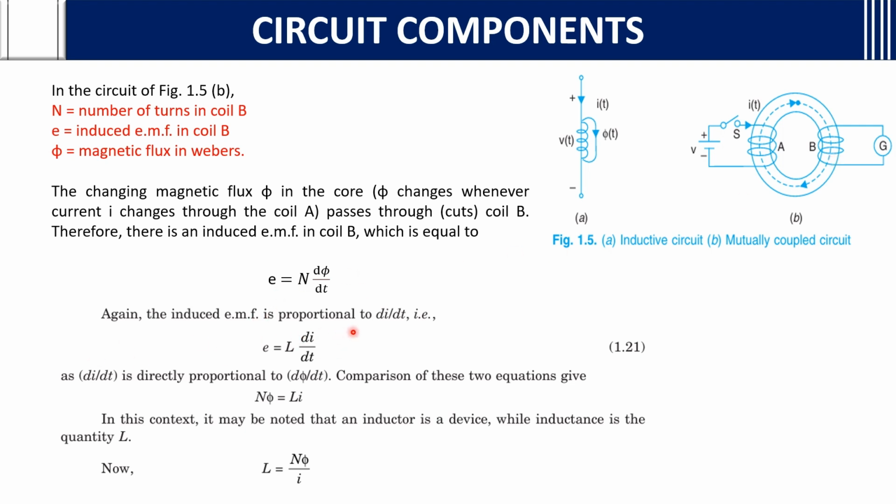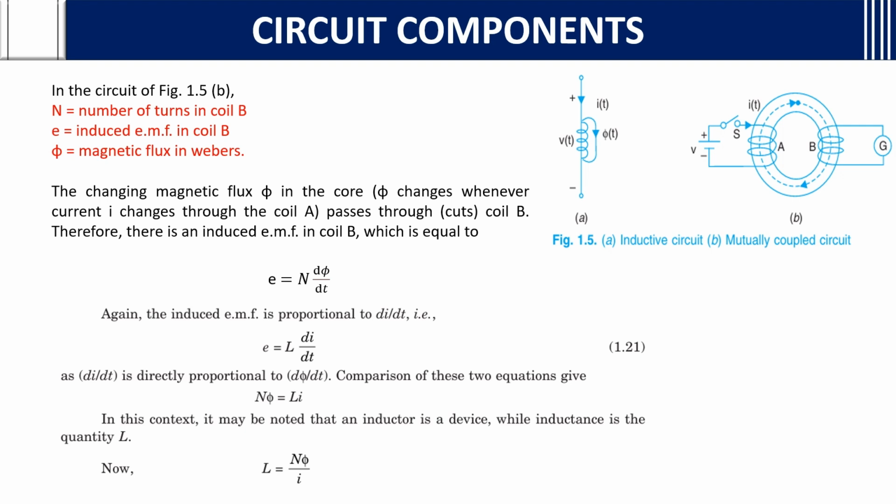Again, the induced EMF is proportional to di/dt. That is, E is equal to L di/dt. Why? Because φ is equal to Li, so L di/dt. As di/dt is directly proportional to dφ/dt, on comparison of these two equations, what do we get? Nφ is equal to Li.